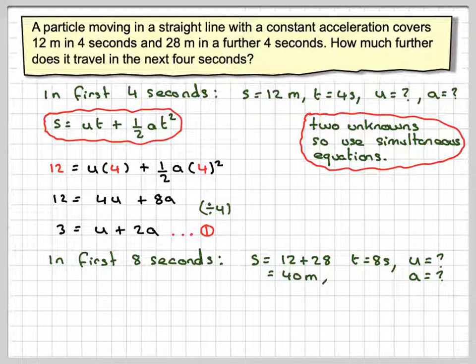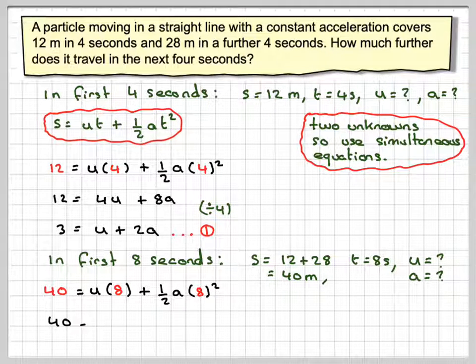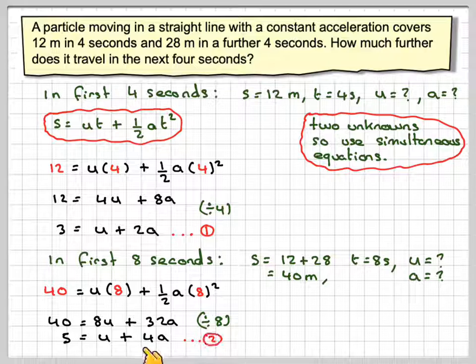So again, using s is equal to ut plus a half at squared, we can say that 40 is equal to u times 8 plus a half times a times 8 squared. So 40 will be equal to 8u. 8 squared is 64. 64 divided by 2 is 32a. Dividing through by 8, we're going to have 5 is equal to u plus 4a as equation 2. So we can now solve these two simultaneous equations.